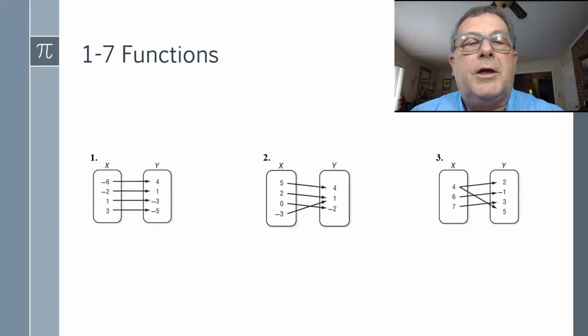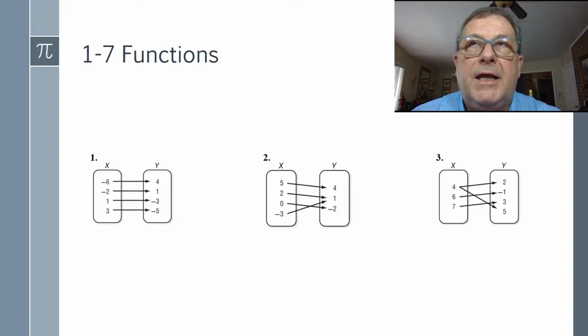Well, now we're beginning to look at functions. We're in chapter section 1.7. And if you recall from the previous chapter section where we talked about relations, pairing of x and y values, a function is a relation, but it is a special type of relation. What makes it special is that for any value of x, there is only one value of y.